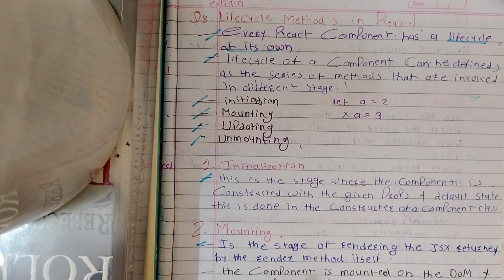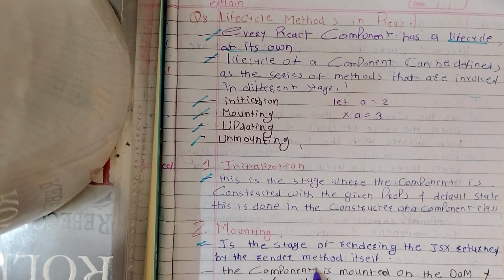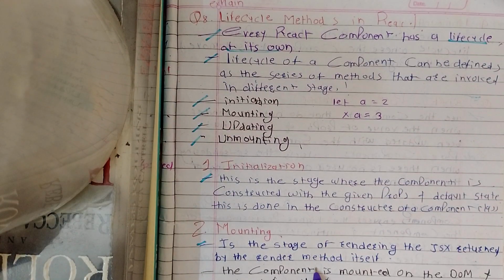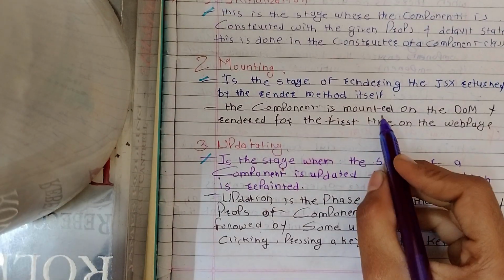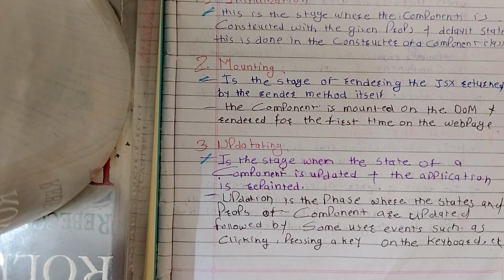And what is mounting? It is the stage of rendering the JSX written in the render method. It provides some methods, and through them the component gets mounted to the DOM. The component is mounted on the DOM and rendered for the first time on the web page. So yes, the first time it gets mounted.